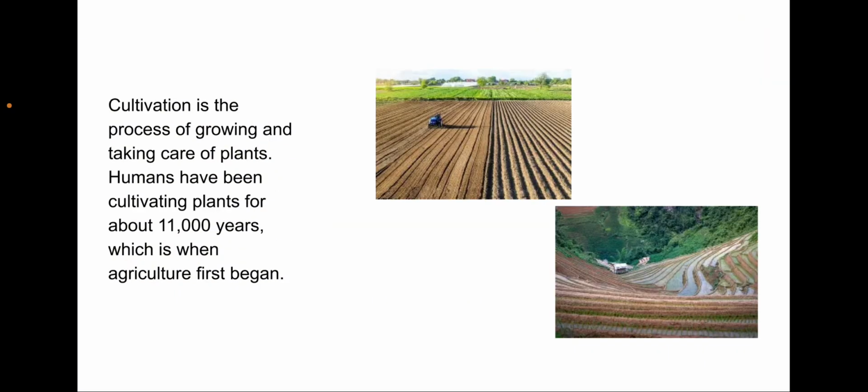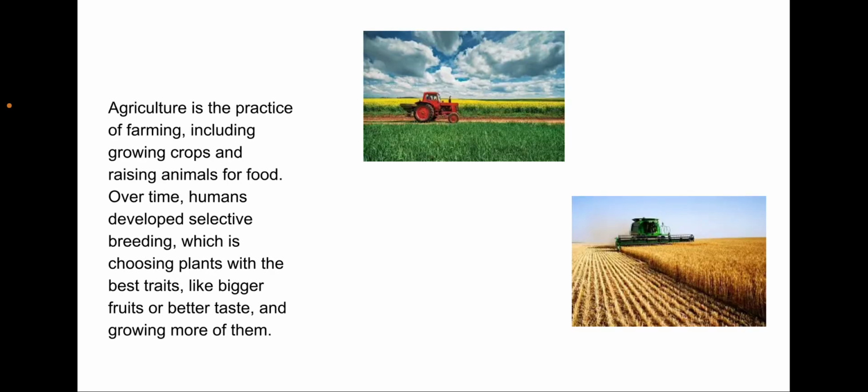Now, cultivation is the process of growing and taking care of plants. Humans have been cultivating plants for about 11,000 years, give or take, which is when agriculture first began. Agriculture is the practice of farming, including growing crops and raising animals for food. Over time, humans developed selective breeding, which is choosing plants with the best traits, like bigger fruits or better tastes, and growing more of them.